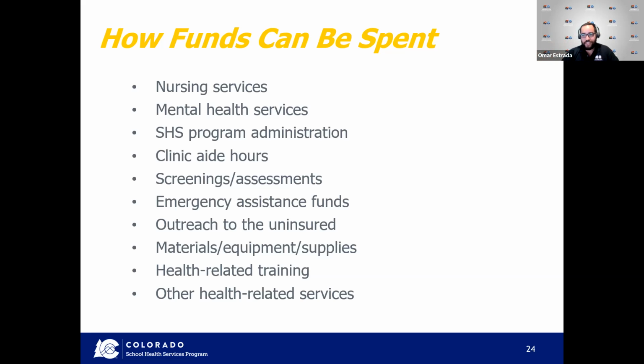So if we do see some of that, we may reach out, if you're not a newer district, just to make sure that we can try to get a control for those admin dollars. So keep that in mind when you're doing your spending.